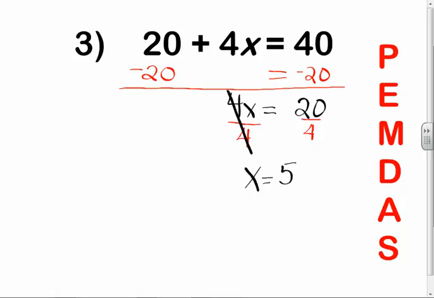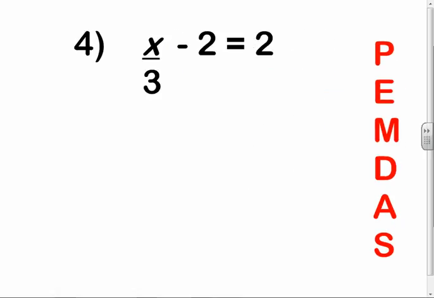Ooh. Okay. Another one. Ready? Uh-oh. We got fractions. Fractions. You guys don't like fractions, do you? But let's do some fractions.